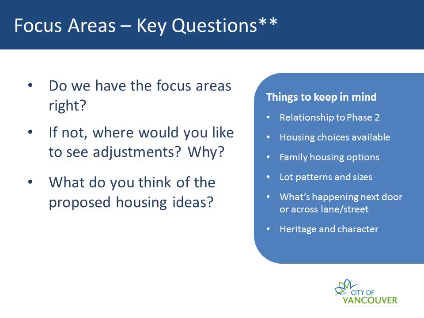Some things to keep in mind. What is the relationship between the focus areas and Phase 2 areas? What kind of housing choices are available in the neighborhood? Are there a range of family housing options in the area? How might lot patterns and sizes influence the focus areas? What's happening next door or across the street or lane? And are there heritage or character elements to consider?